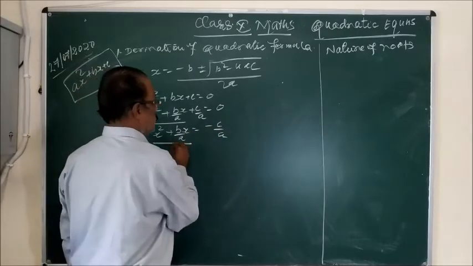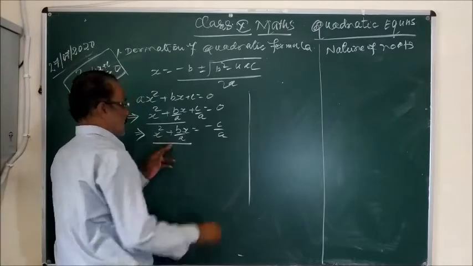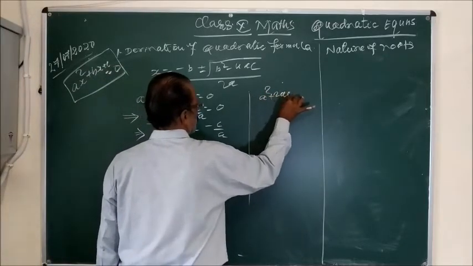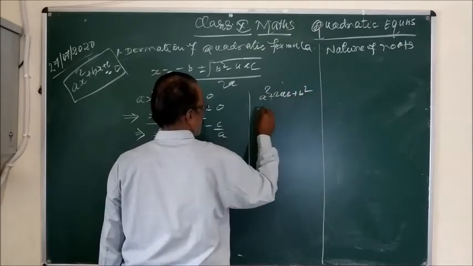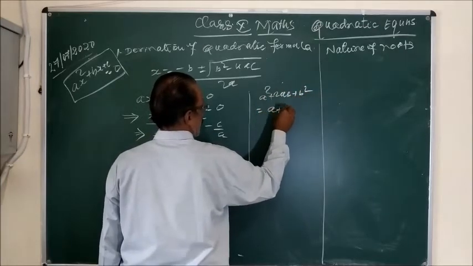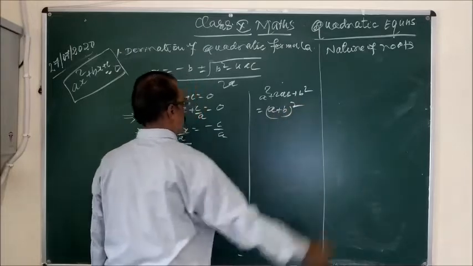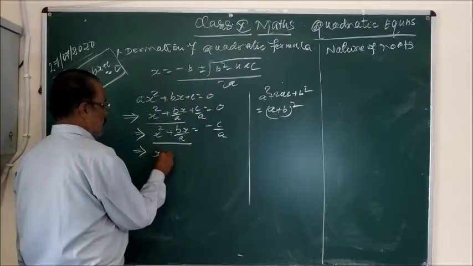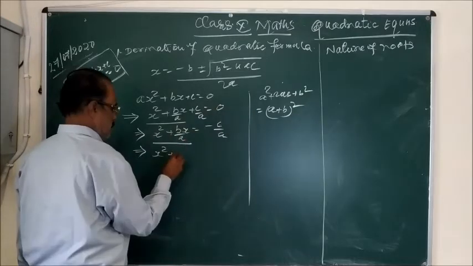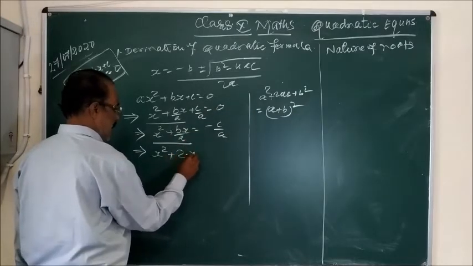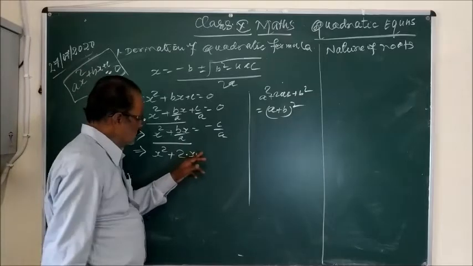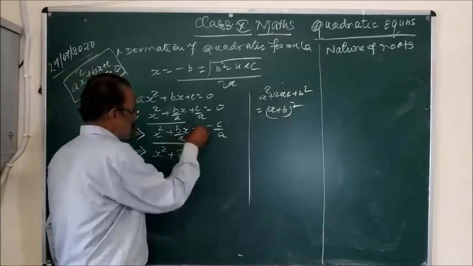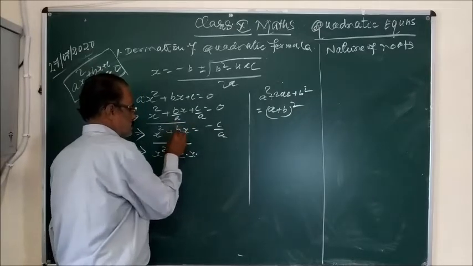Now we try to obtain this in this form: a square plus 2ab plus b square, and this is the expansion of the formula of a plus b whole square. Now you see x square plus 2ab. 2 into a means x. Now you see, what should be the b? What should be the second term, so that you will get this quantity b by a x?